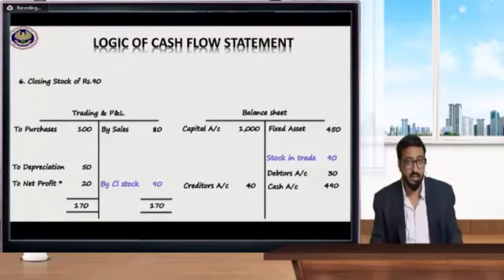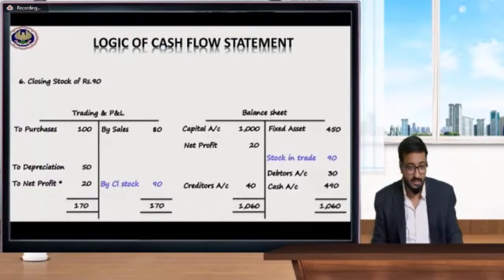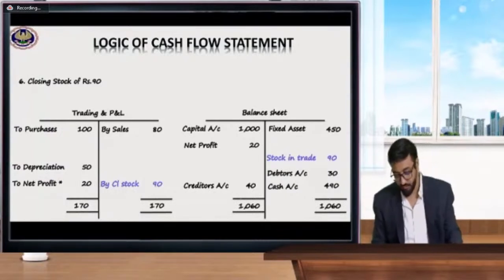Yes, correct. And where to add this 20? Capital 20 you will add, and your balance sheet is tallying at 1060. You can check your asset side also whether it's tallying 1060. So now it's time to prepare cash flow statement.